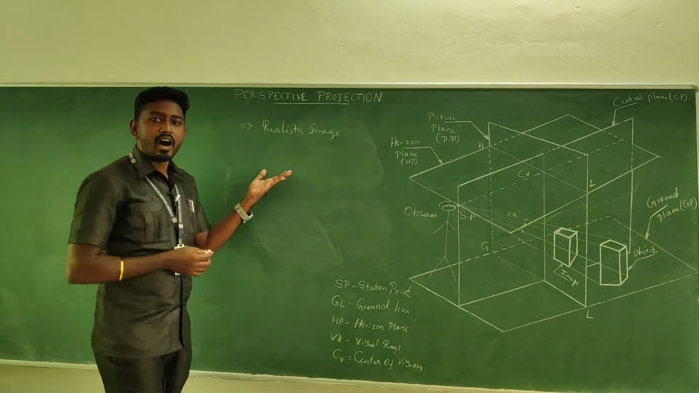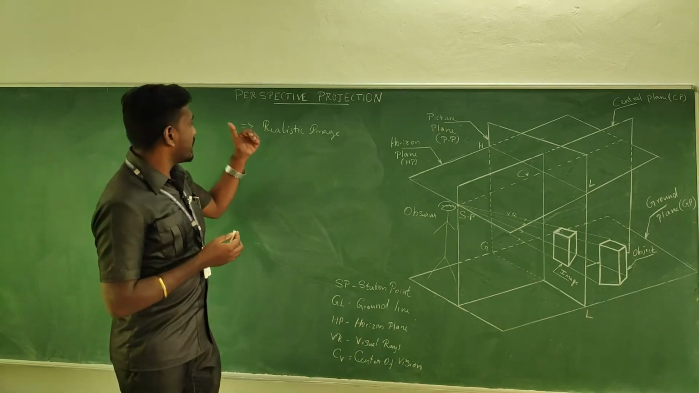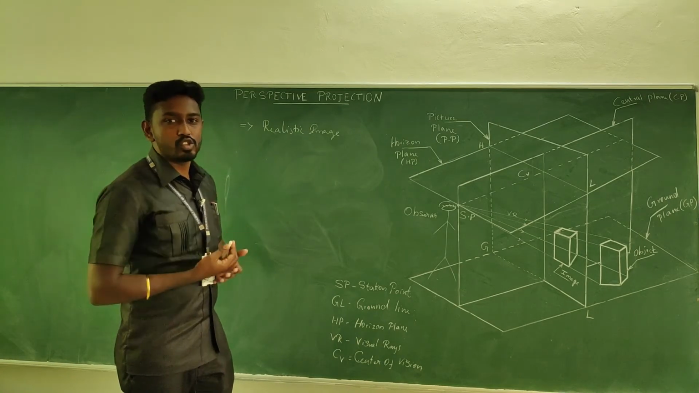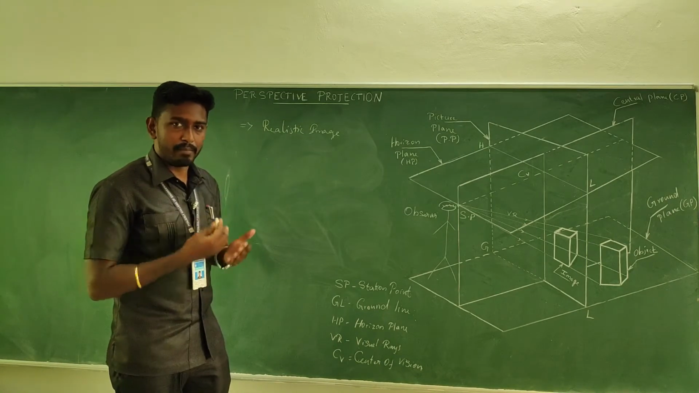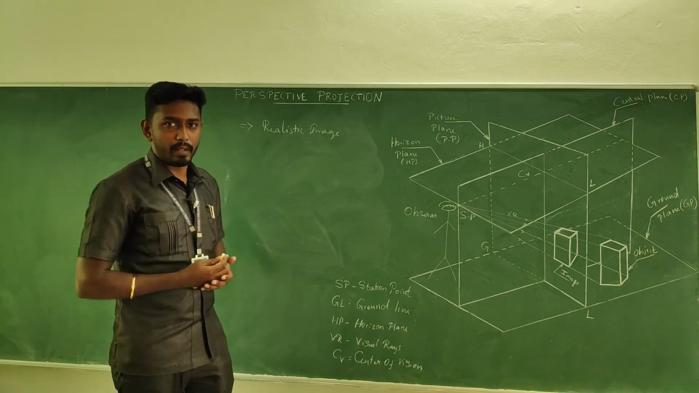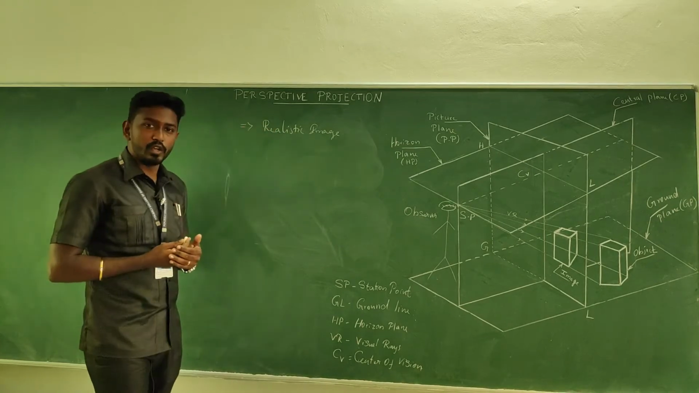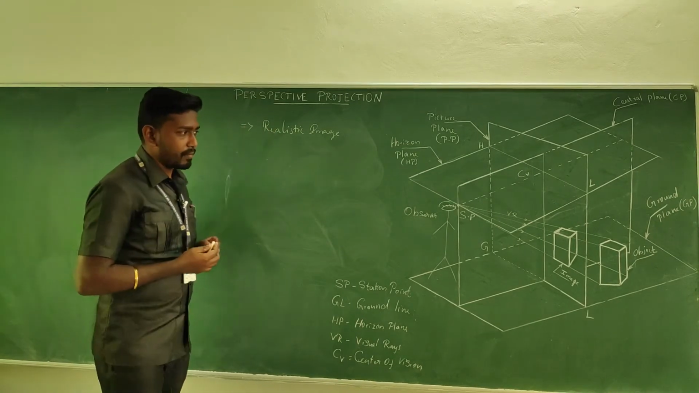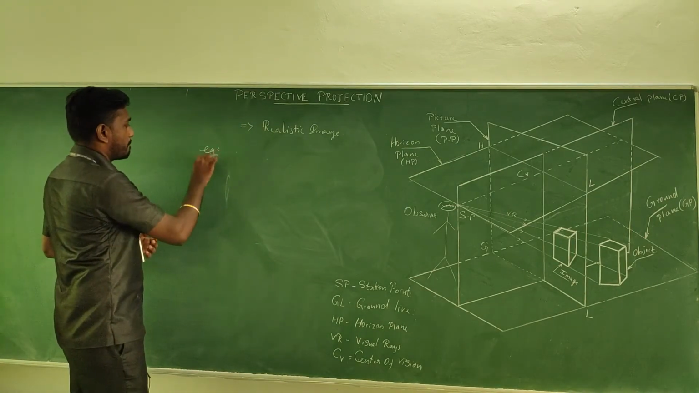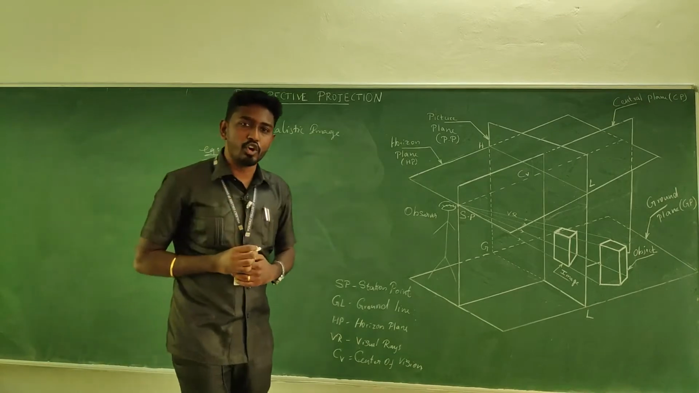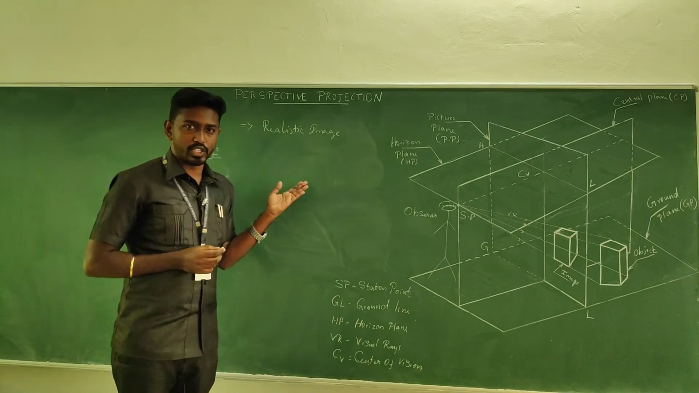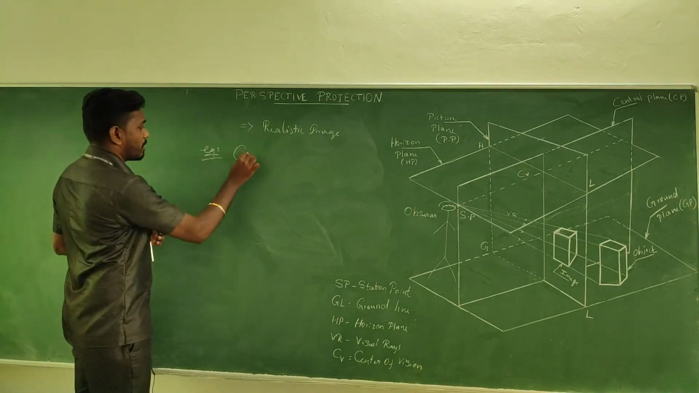So the architects prefer this perspective projection to show the appearance of their buildings, or from a constructive point of view, any kind of structure. They will prefer this perspective projection. For example, the picture captured by a camera is the best example of perspective projection.